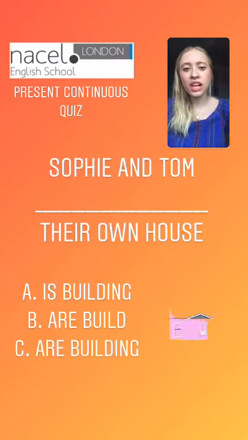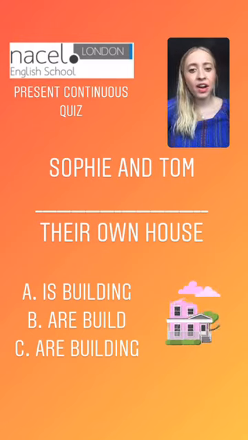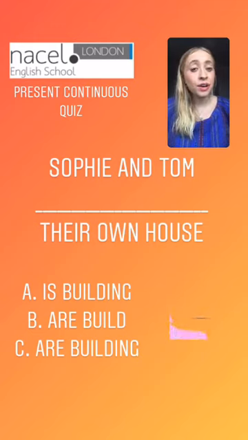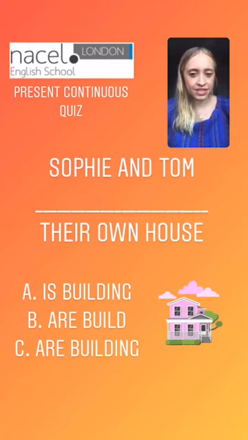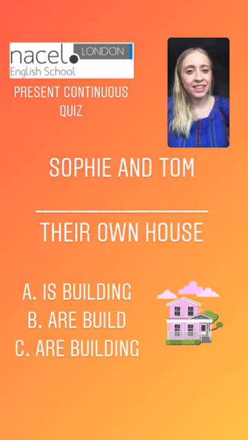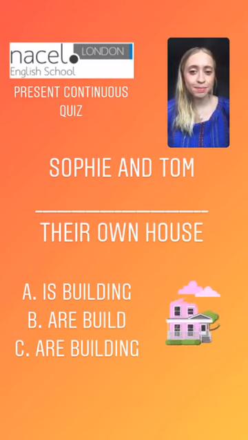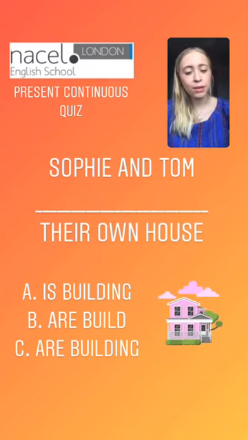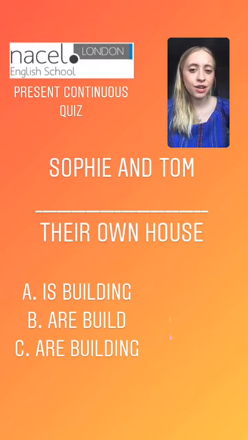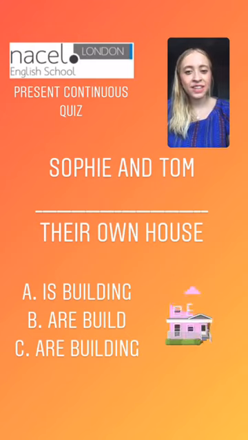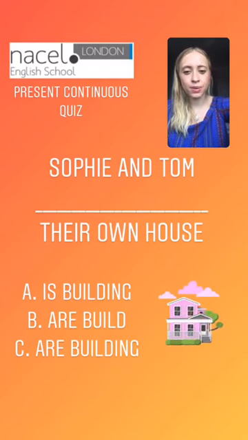Sophie and Tom blank their own house. You have 3 options. A, is building, B, are build, or C, are building. What's the correct answer? Sophie and Tom blank their own house. We'll go on to the next one.